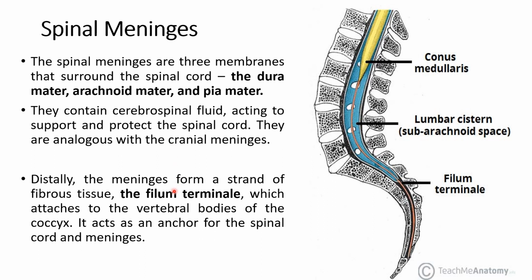Earlier we have seen about the filum terminale. It is formed from meninges and it becomes a strand of fibrous tissue. It attaches to the vertebral bodies of the coccyx. Thus, it acts as an anchor or a support for the spinal cord and meninges.